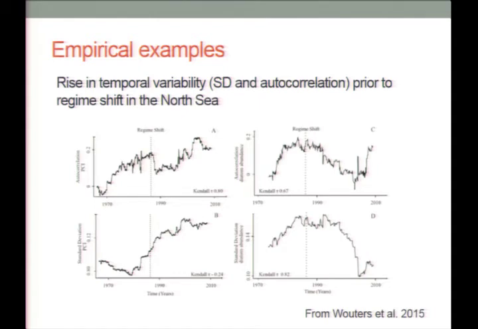Looking at about 40 years of data going back to the 1970s, they looked at autocorrelation in phytoplankton and diatom abundance, as well as standard deviation in phytoplankton and diatom abundance. The large regime shift occurred around the late 1980s. What they found was a rise in both the autocorrelation and the standard deviation leading up to this regime shift in most of these cases.